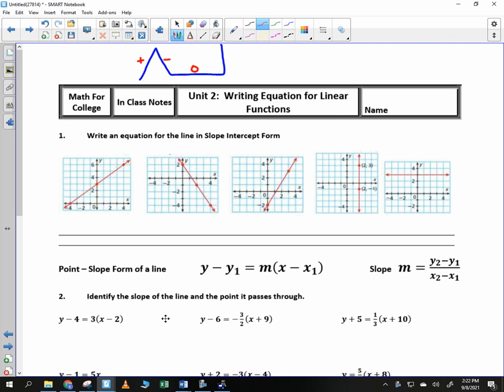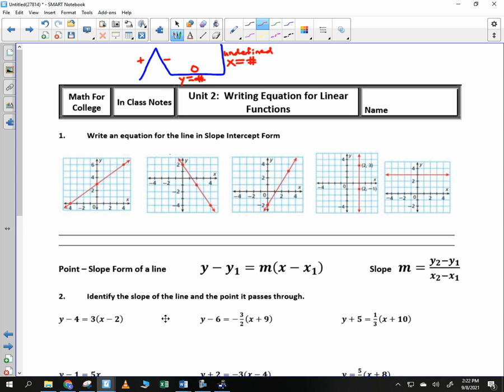And anybody know what the slope is if you have a vertical line? It's undefined. Very good. So, as we look at that situation, if it's 0, it ends up being y equals some number for an equation. And if it's undefined, a vertical line ends up being x equals some number for an answer.